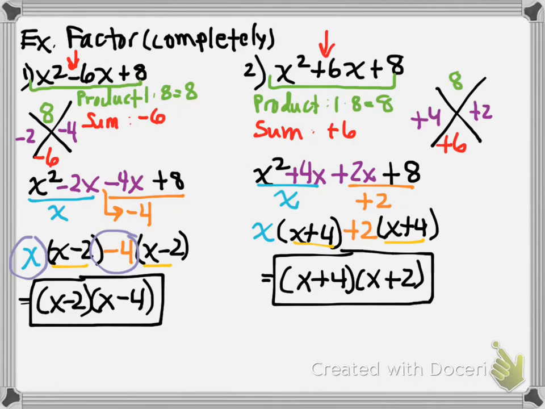And I kind of glossed over there being no GCFs, but the first and last terms kind of give that away. The first term doesn't have a coefficient, the last term doesn't have an x, so there's no way there's something they all three have in common.